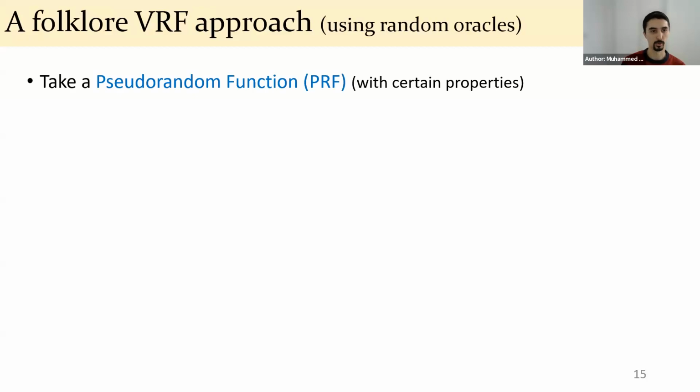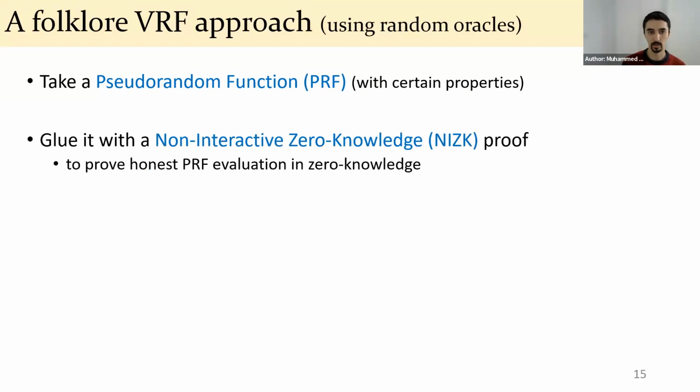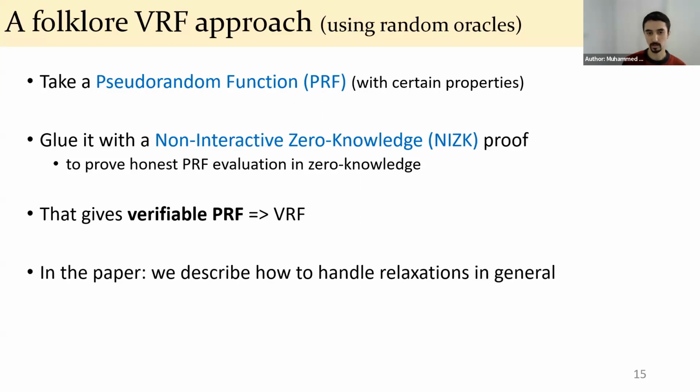A folklore approach to do this is you take a PRF construction with certain properties and glue it with a non-interactive zero-knowledge proof to prove honest PRF evaluation. This gives you a verifiable PRF, which is effectively a verifiable random function. In the paper, since we rely on relaxed proofs in the underlying scheme, we show how to handle the relaxations in general, not just in the lattice setting. If it comes up in different settings, we also show how to handle this in the paper, so I'm going to refer you to the paper for this.